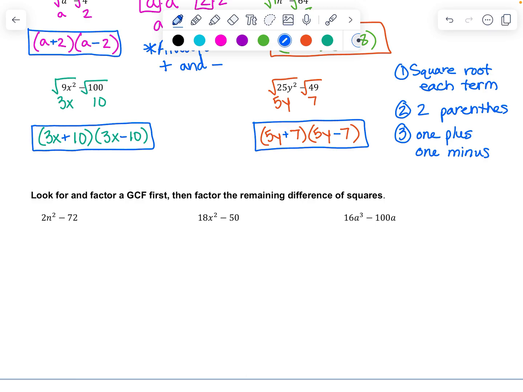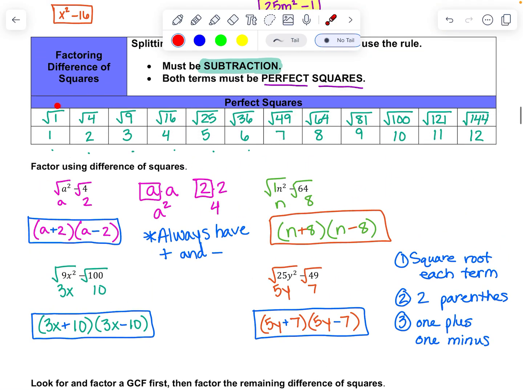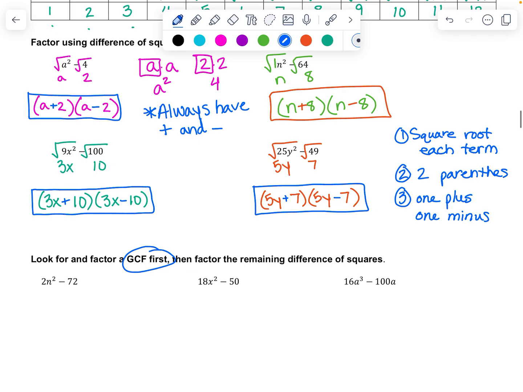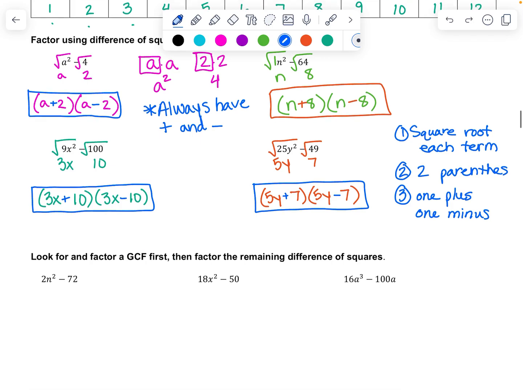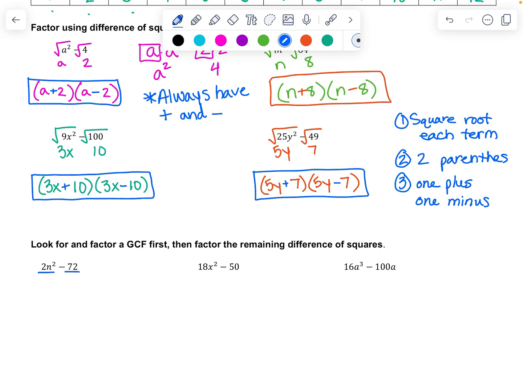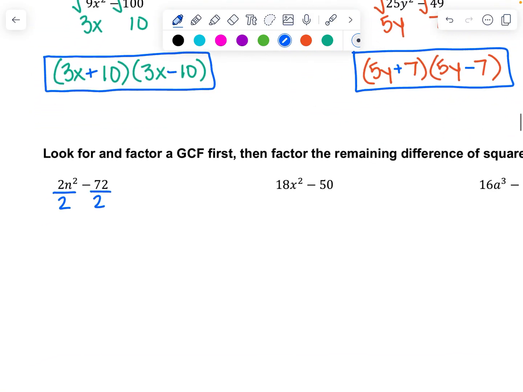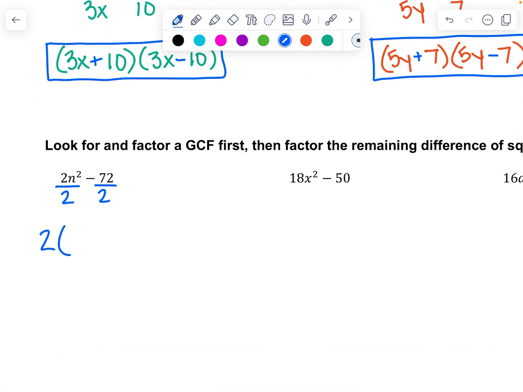Okay, 3 more examples here. So I'm going to look for difference of squares. I see difference, but between 2 and 72, those were not numbers I saw on my list here. Okay, so what we want to check for is look for a GCF first. I'm going to go ahead and divide by my GCF. It looks like I can take out a 2, but I can't take out any variables. So I'm going to put that 2 in front. I'm left with n squared minus 36.